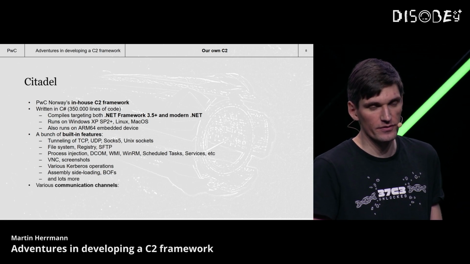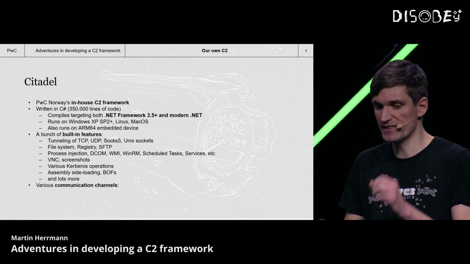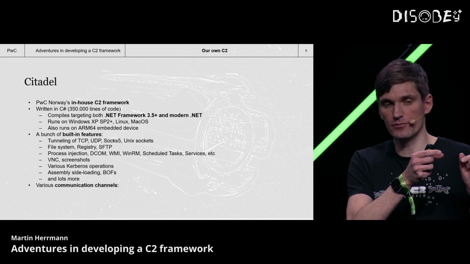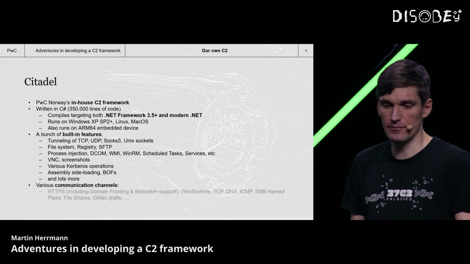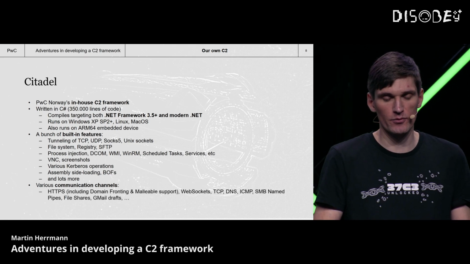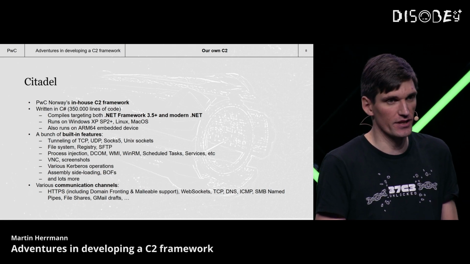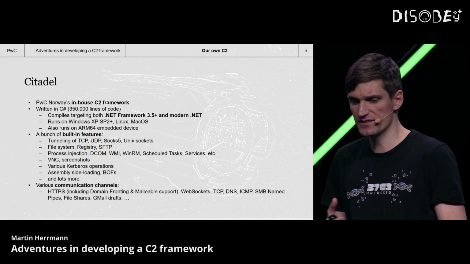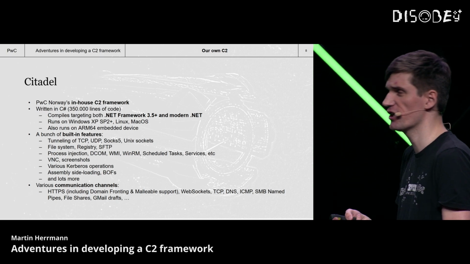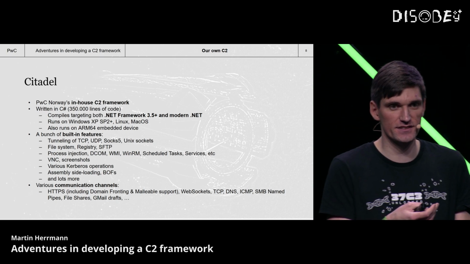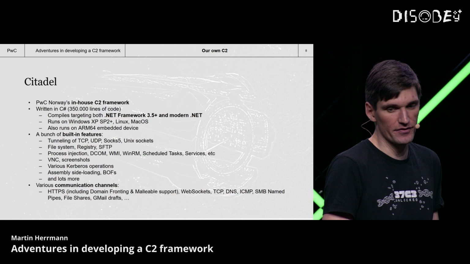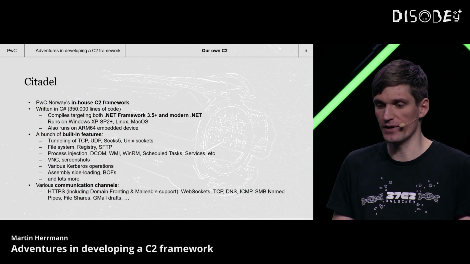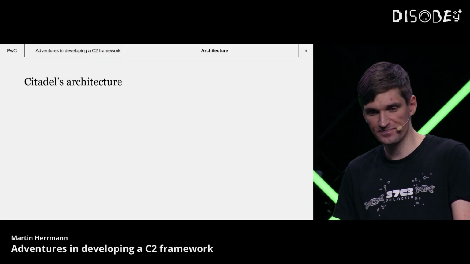And also, we support various communication channels, basically how the agents communicate with our server. The most common one, I guess, is HTTP, HTTPS. For that, we have domain fronting and malleable profile support. We have WebSockets, TCP, named pipes, file shares, Gmail drafts, and also we have the ability to add lots of more stuff whenever needed on a very short notice.